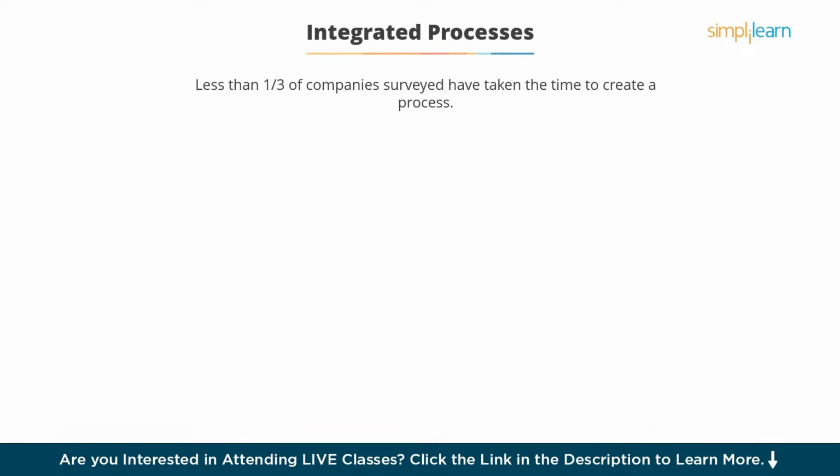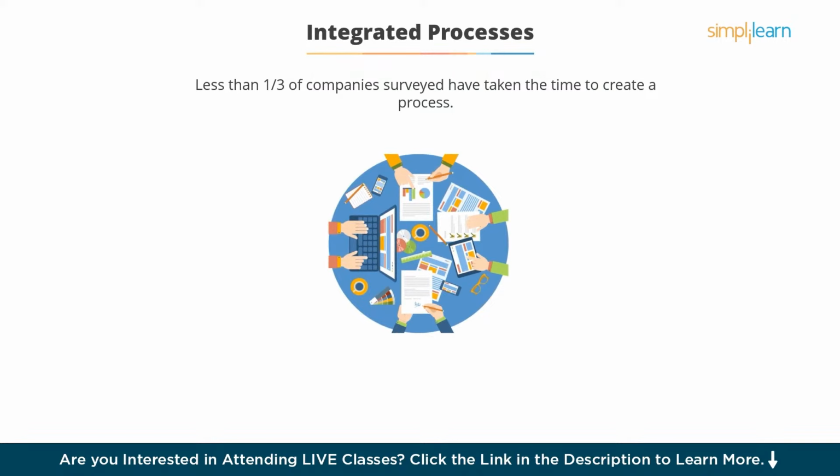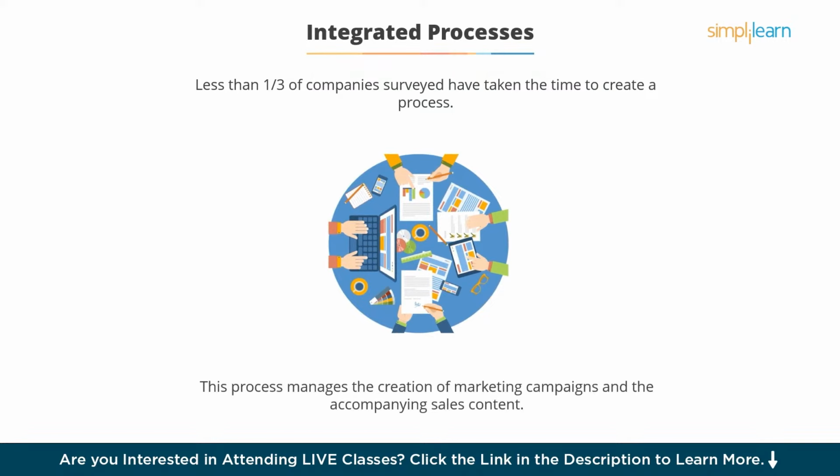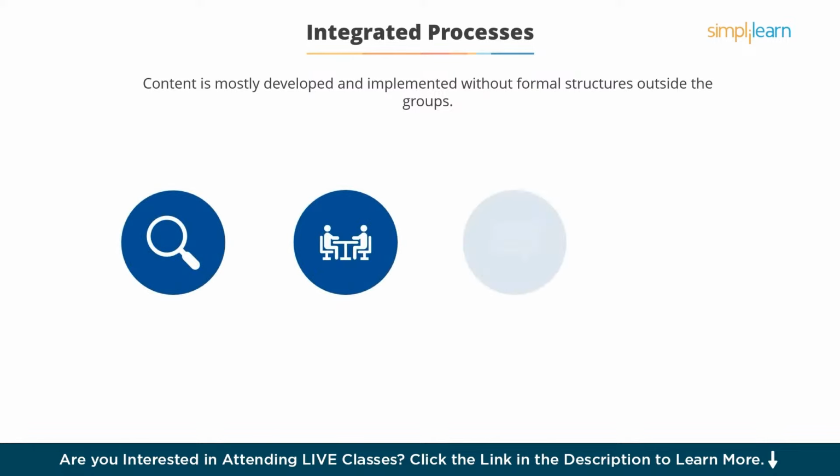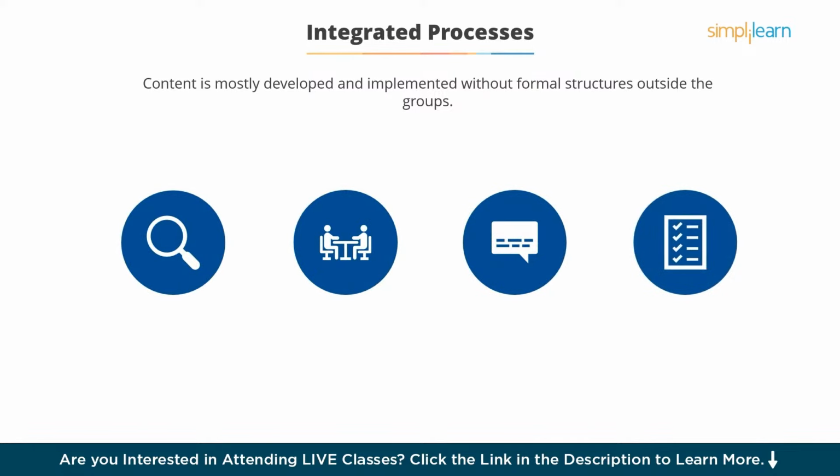This means that less than 1/3 of the companies surveyed have taken the time to create a process that manages the creation of marketing campaigns and the accompanying sales content to take leads from conversion to nurture to sale, onboarding, and beyond. Outside of that group, content is mostly developed and implemented without formal structures of research, planning, review, and measurement.